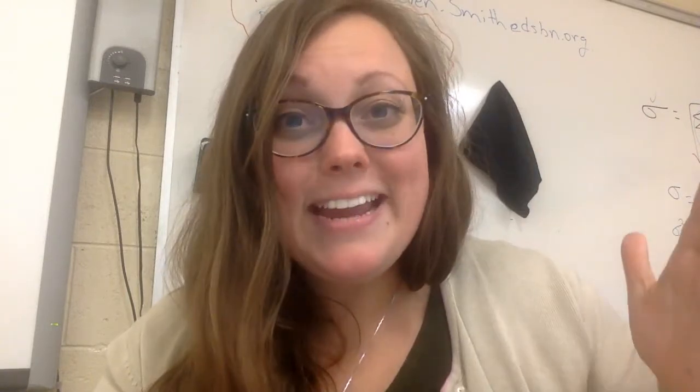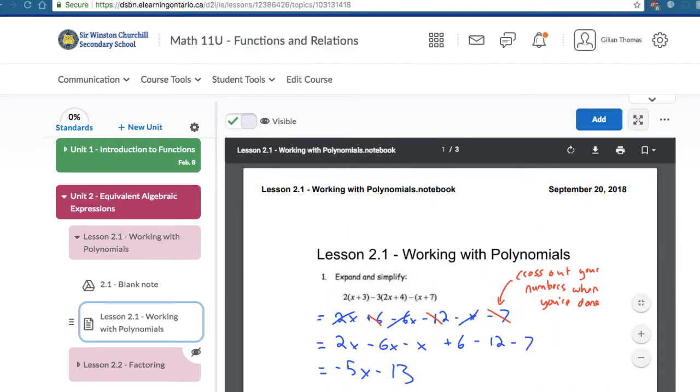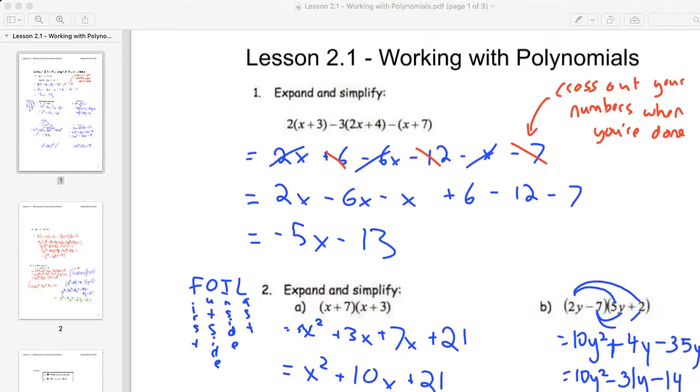Today we are going to talk about expanding and simplifying polynomials. You can find this lesson under lesson 2.1 in unit 2, and I've already gone ahead and downloaded it in a PDF over here. So let's get started.